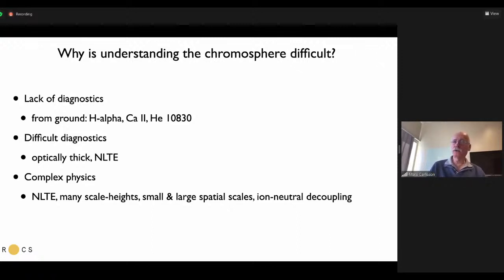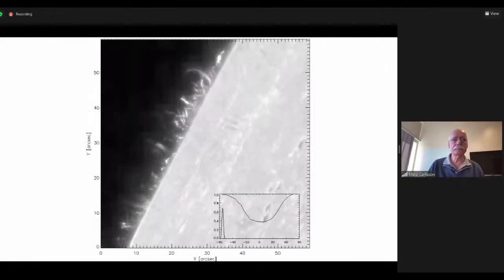Already we cannot use LTE, local thermodynamic equilibrium, to do the radiative transfer. We have many scale heights in density going through this region, and we have small and large spatial scales that couple. And also the densities start to get low enough that we don't have enough collisions to couple ions and neutrals. So they start to decouple, and you've heard that before in this conference about ion-neutral effects, that you have to take into account that ions and neutrals are not completely coupled.